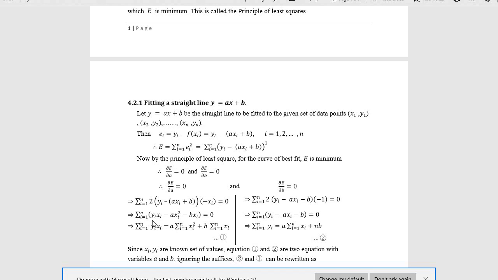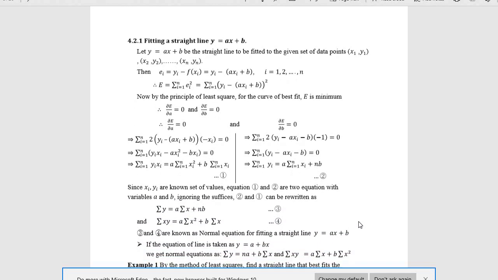And similarly, with respect to b, the coefficient of b is how much? 1. The coefficient of a is how much? xi. So xi will come here with respect to a, and with respect to b, 1 will come here. The product. So finally, we will get two equations of this type.